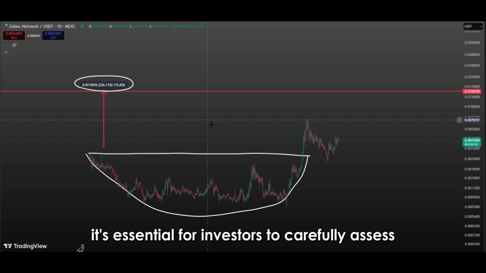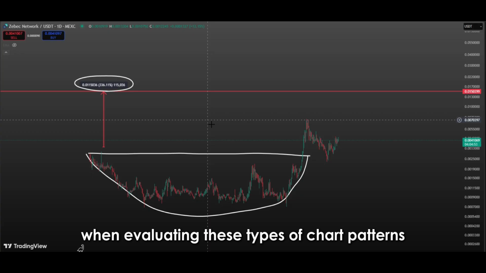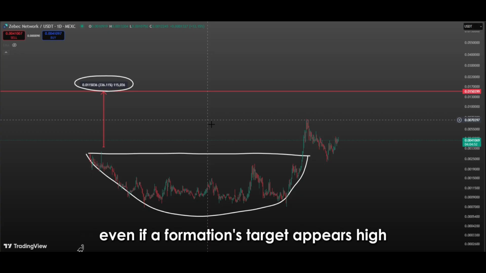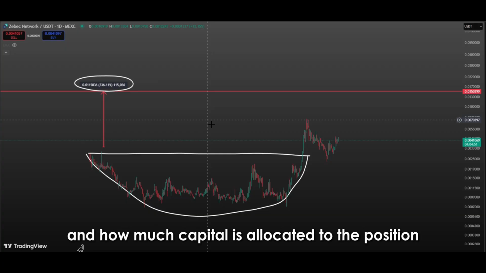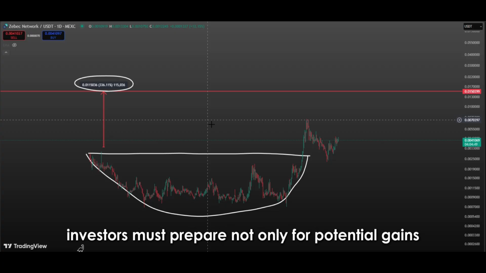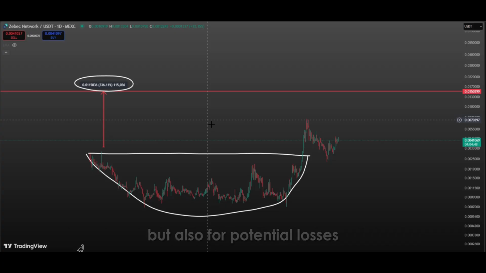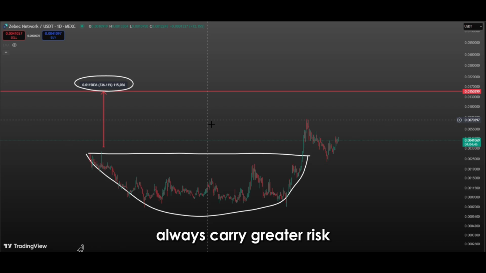It's essential for investors to carefully assess risk-to-reward ratios when evaluating these types of chart patterns. Even if a formation's target appears high, the risks taken to reach that target and how much capital is allocated to the position are factors that directly affect success. Therefore, investors must prepare not only for potential gains, but also for potential losses. Investments made without setting stop-loss levels always carry greater risk.